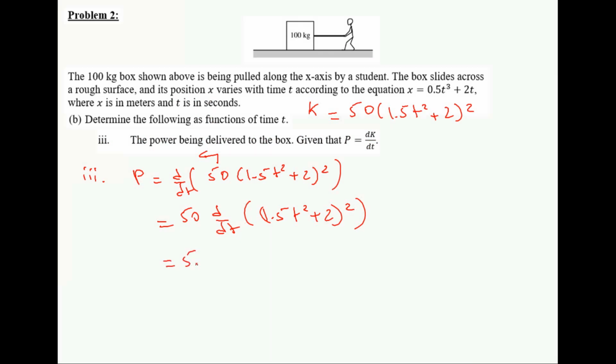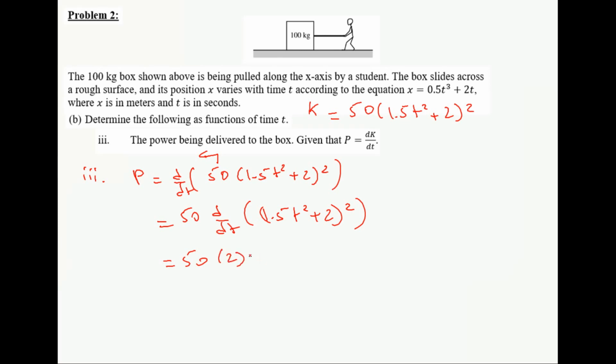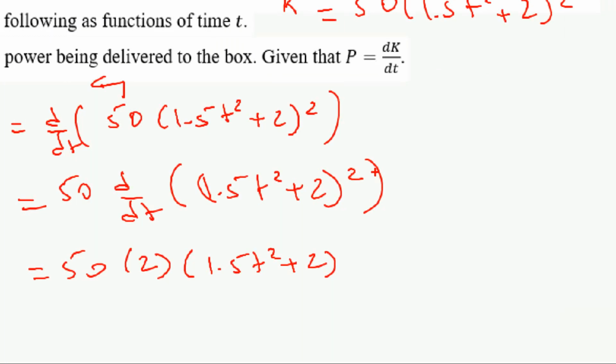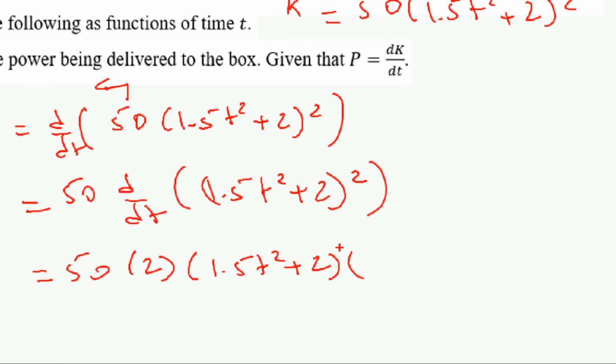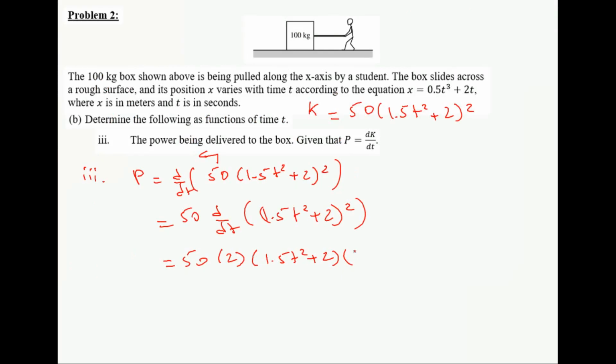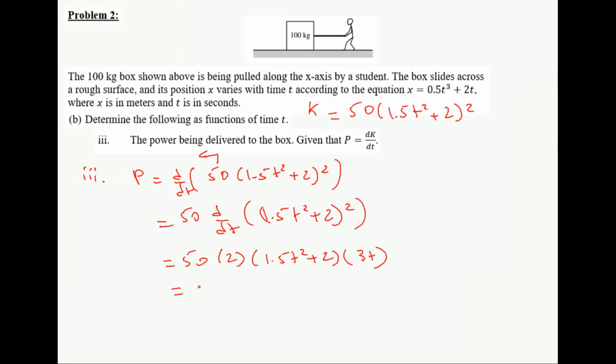So we need to drop down the power. So that would be 2 multiplied by the inner function. We reduce the power by 1, so 2 minus 1, that would be 1. We can keep it like that. And we multiply by the derivative of the inner function, which is given by 3t. Alright, now we can do the following. So 50 multiplied by 2 is 100, times 3 is 300, so that would be 300t multiplied by 1.5 t square plus 2. And here no need to put any unit because it's parameterized as function of time.